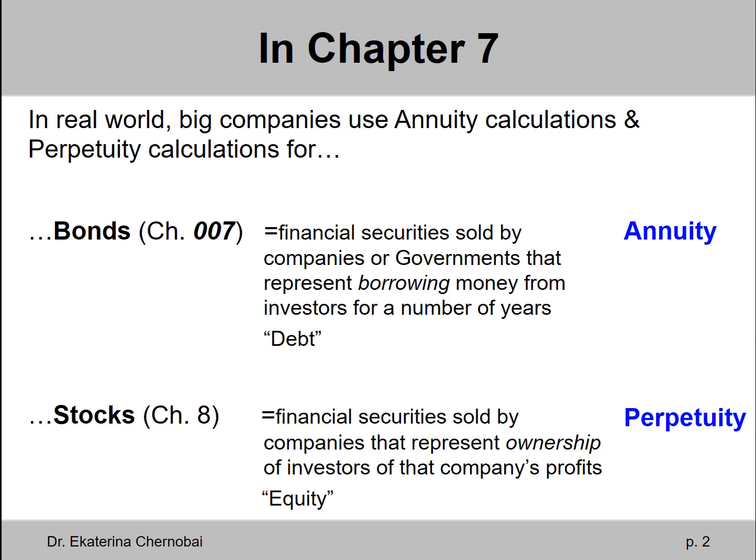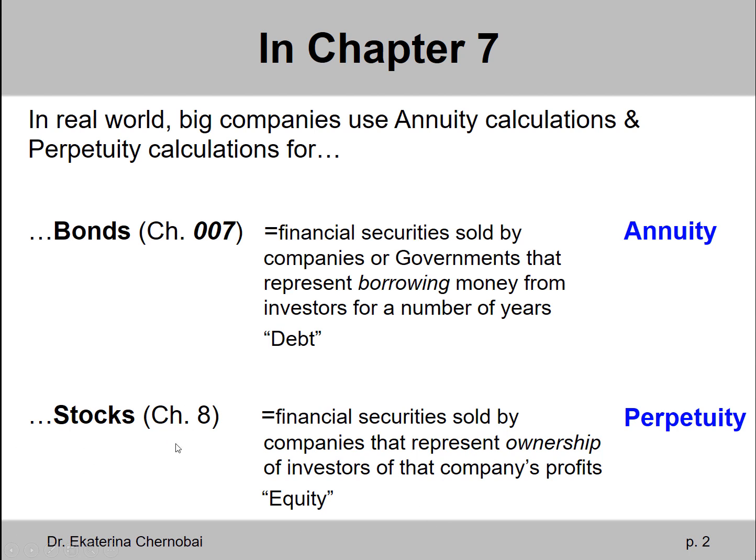Let me start with a big picture of what chapter 7 and then chapter 8 will be on. Chapter 7 is on a real-life example of an annuity. So we will see how the annuity calculations fit into a specific type of loans called bonds. Bonds are loans that large corporations have in order to raise money for their projects.